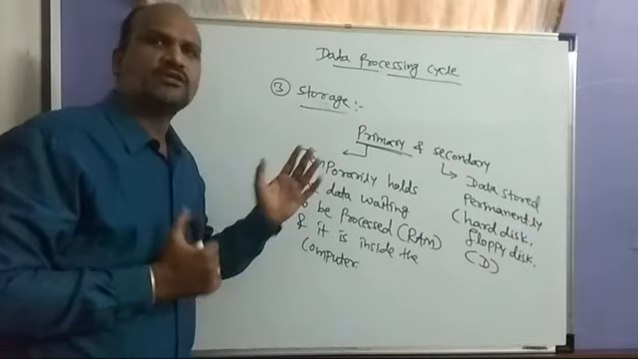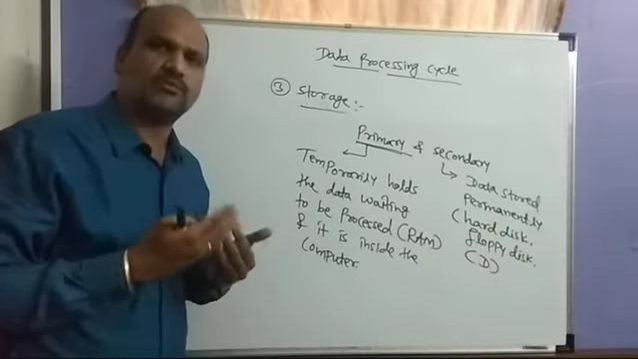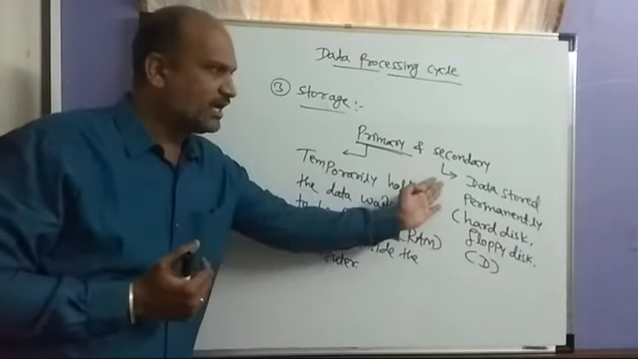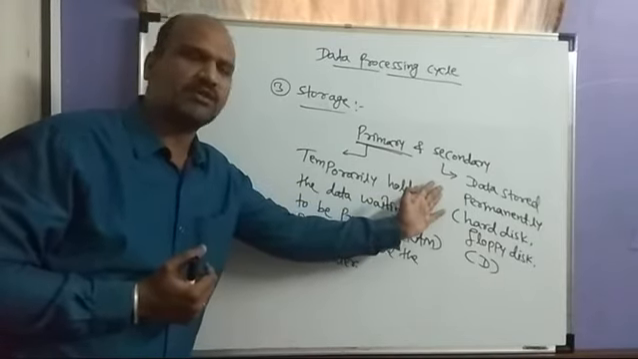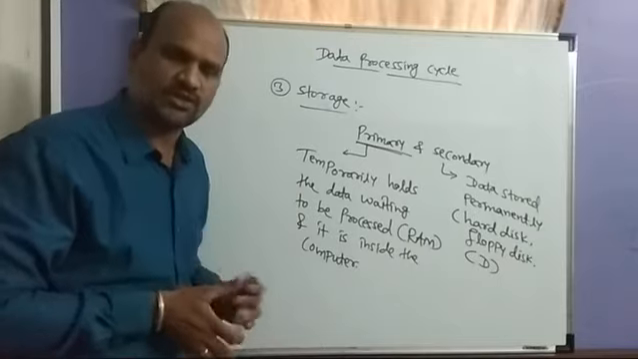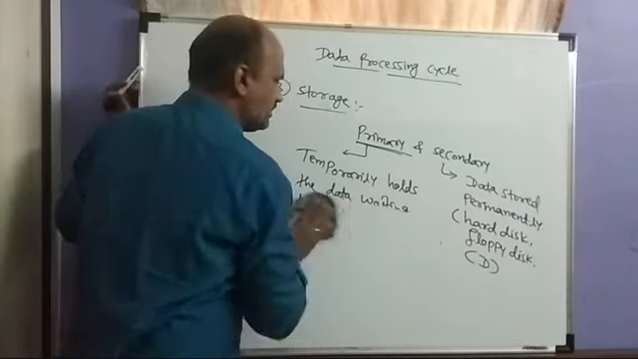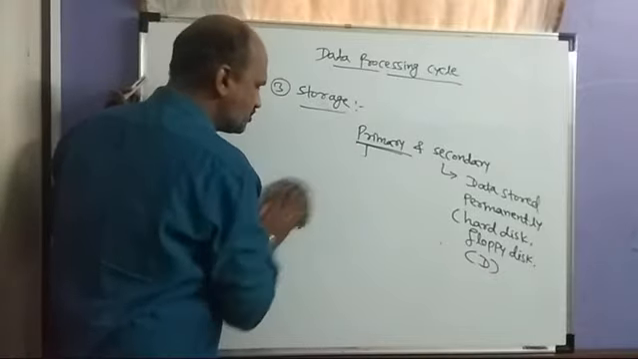So as the data is processed, it will be stored in the primary first, which is temporary, and then the data will be stored permanently, that is secondary storage, okay. So that is your third step in the data processing cycle, that is storage.